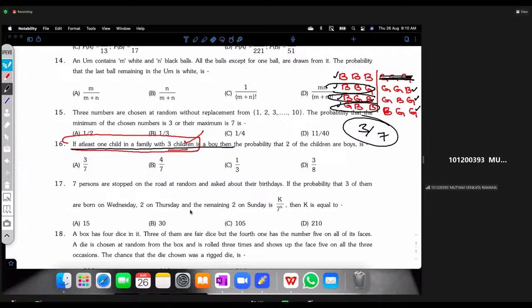Yes, Raghava. Sir, what is the difference between BBG and BGB, sir? BBG. No, 3 children: first child, second child, third child. Okay, sir, I got it, sir.